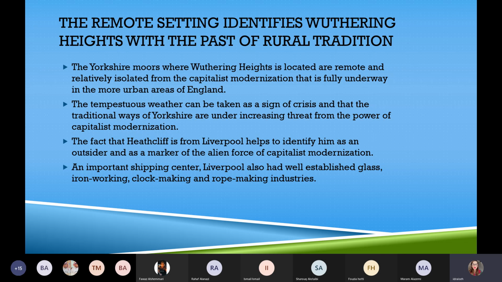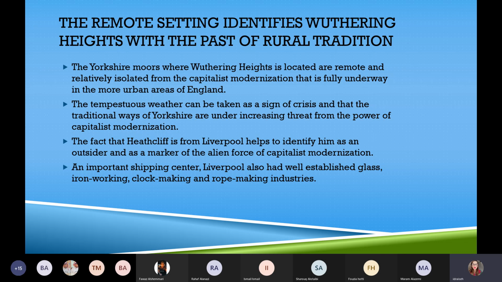So Yorkshire had all these moors where Wuthering Heights is located. It's a remote area. It's isolated from capitalist modernization, but modernization is underway, but it's still not complete. All right, it is not complete. The weather in Wuthering Heights is tumultuous. If we look at the weather in terms of it being tumultuous, all wind and unsettled, it's probably like a crisis of the traditional ways, that Yorkshire is under a lot of threat and a lot of pressure from the power of capitalist modernization, that they need to change, that they need to do things differently.